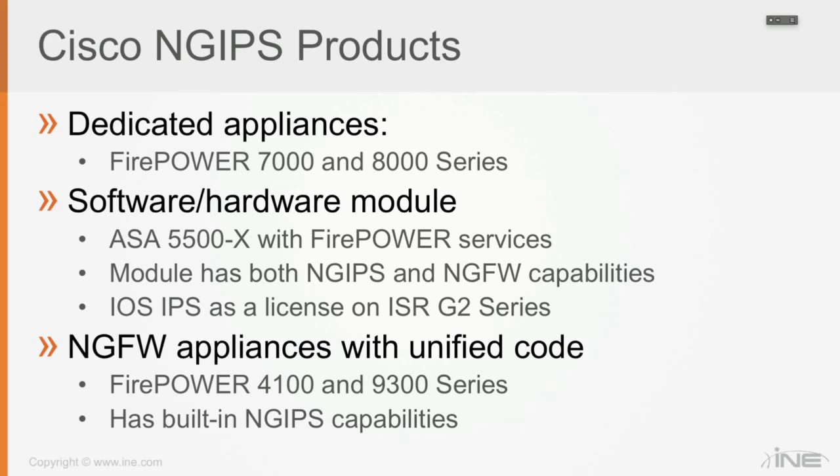Next generation appliance with unified code is going to be it. So the next generation firewall appliances with unified code, which means that's going to be the new devices which support both the Firepower services capabilities, so NG IPS and NG firewall, and the ASA firewall capabilities under one unified code. And that's going to be the Firepower 4100 series and 9300 series.